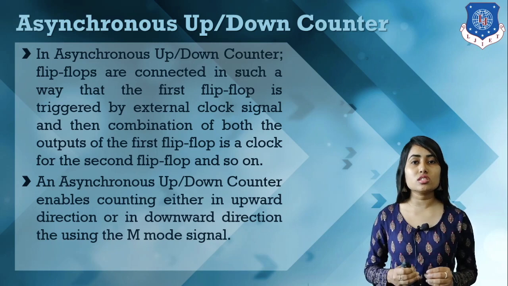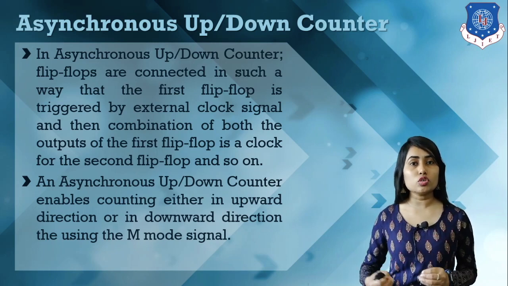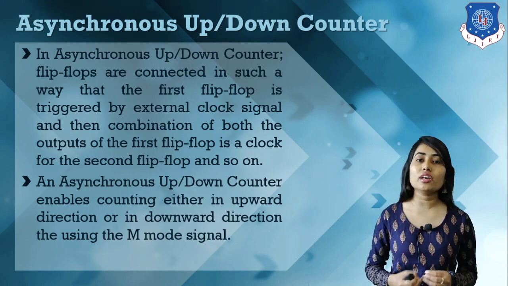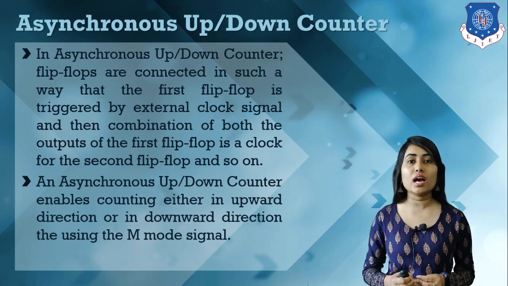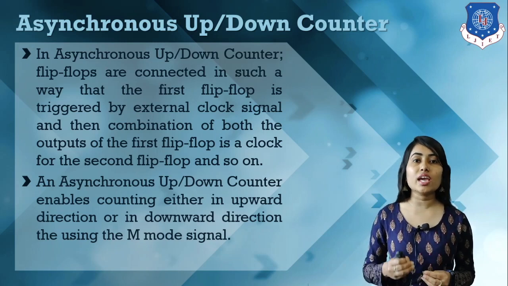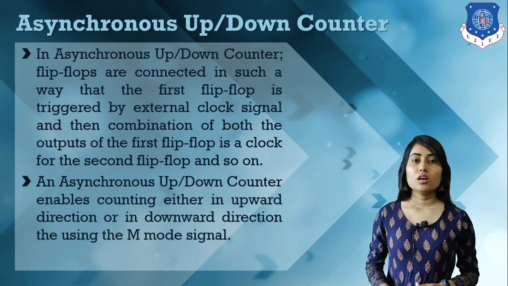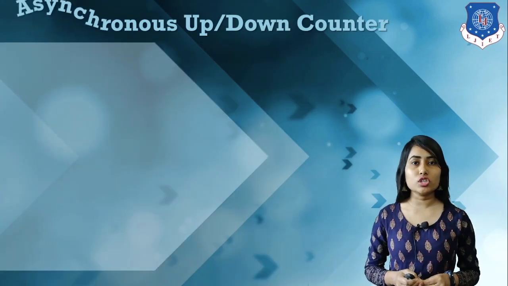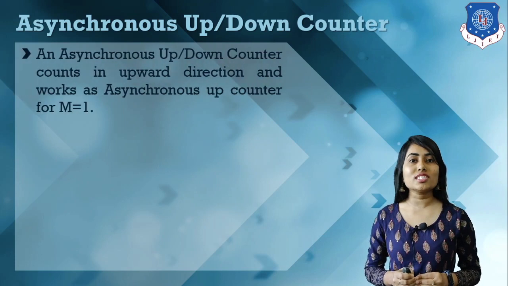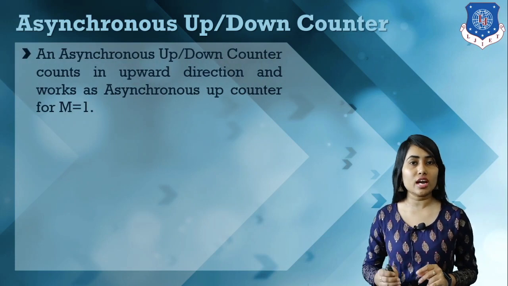An asynchronous up and down counter can count either in an upward direction or in a downward direction depending on this one mode signal. Using this mode signal we can choose the counting direction.